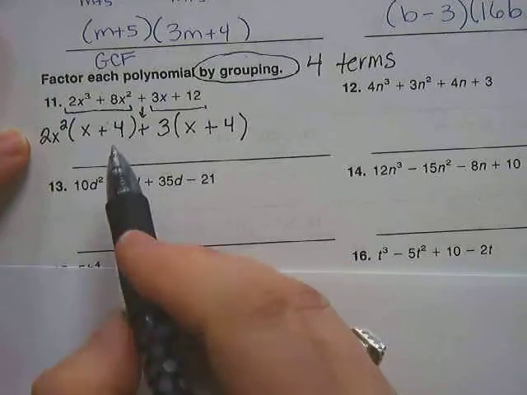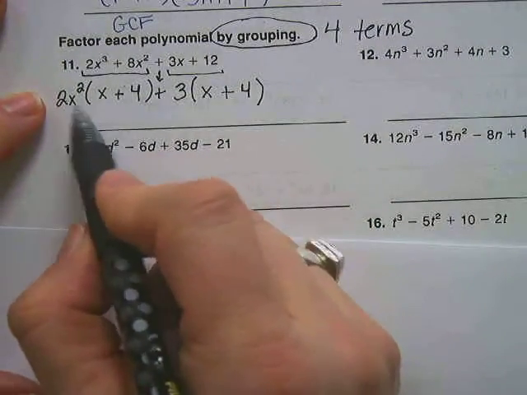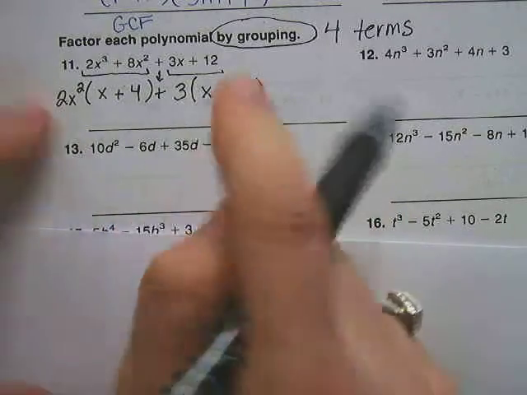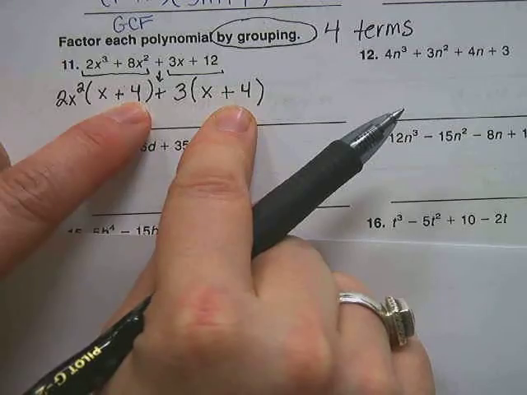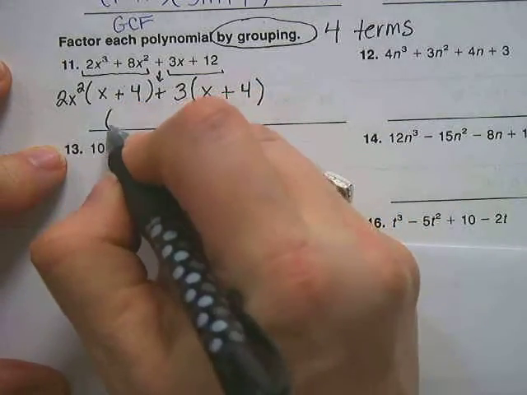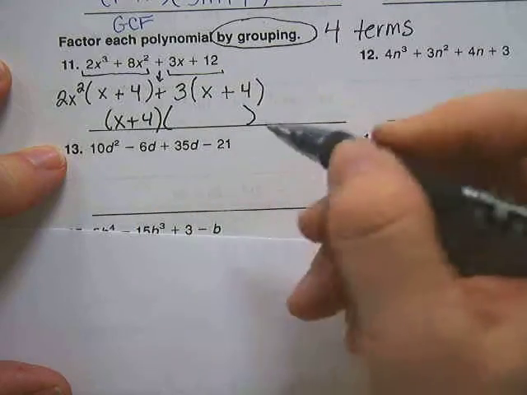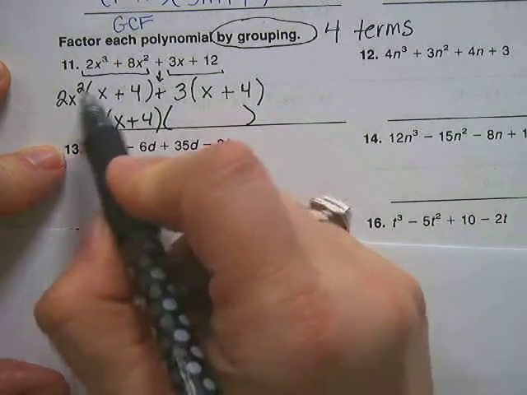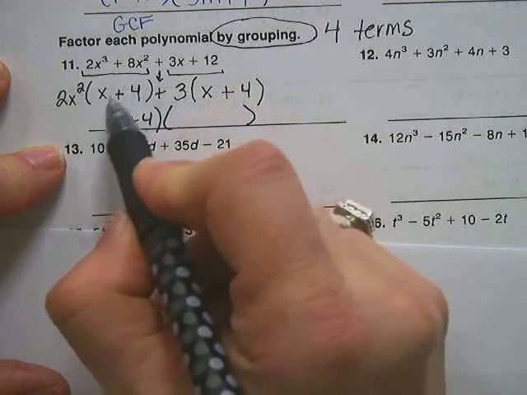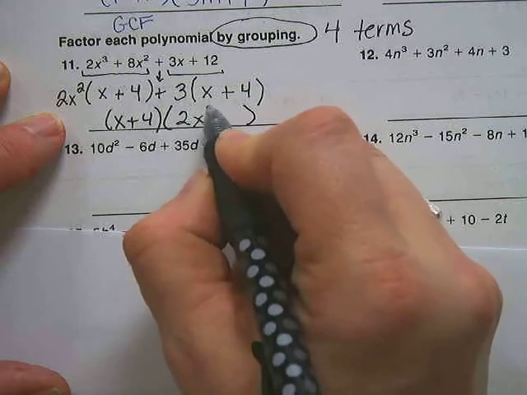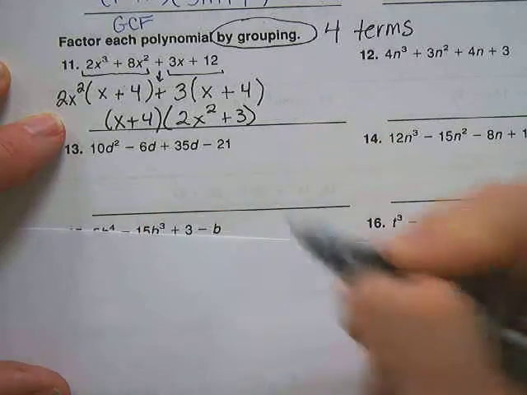So now notice that we're exactly where we were before. We have this term and this term that have a GCF of x plus 4. So we pull that x plus 4 out front. And when we divide this whole term, the x plus 4 cancels, and we're left with 2x squared plus 3.